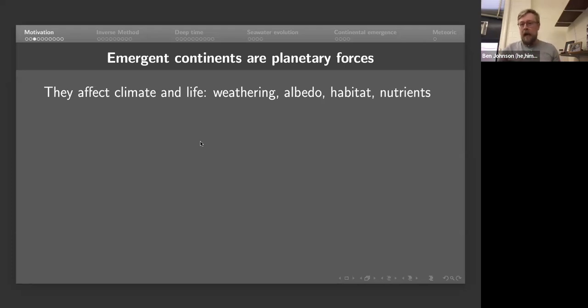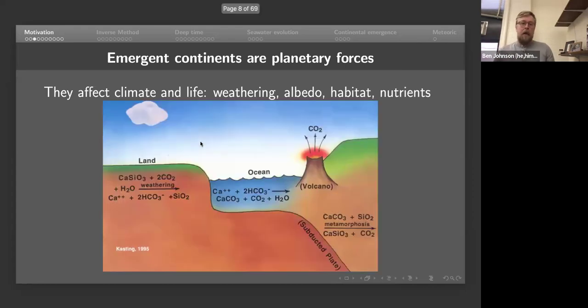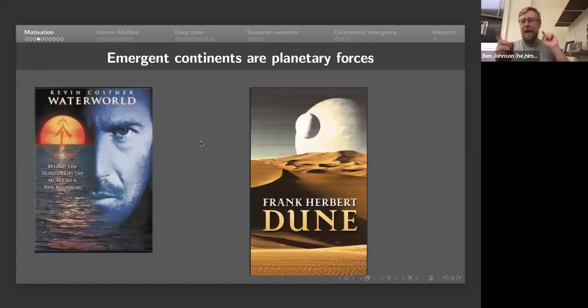And emergent continents act on planetary scales. They affect climate and life through weathering, albedo, habitat spaces, nutrient delivery. And we've known this for a long time, right? Here's a depiction of the carbonate-silicate weathering feedback from Kasting '95, where the interaction of the atmosphere with emergent land surface has a major influence over many features of the Earth system: climate, albedo, all these sorts of influences. But despite its importance, right.